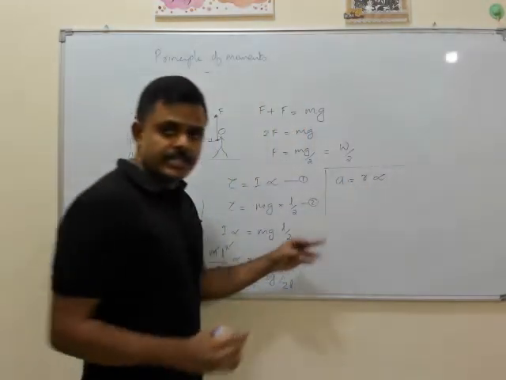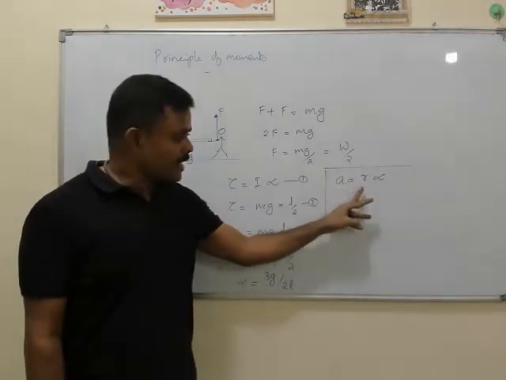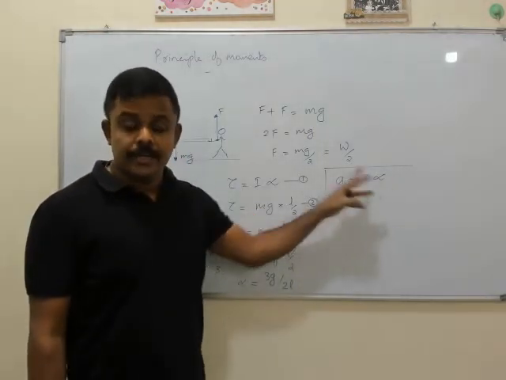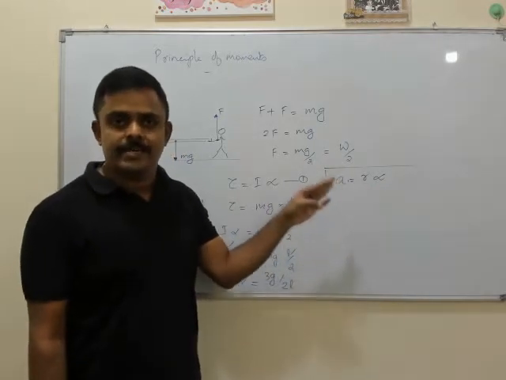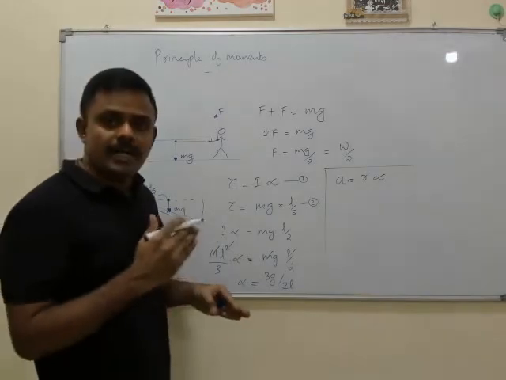Because you have seen this in circular motion, no? Basics of circular motion. Linear acceleration is equal to radius times angular acceleration. Linear velocity is equal to radius times angular velocity. V is equal to r omega, a is equal to r alpha.